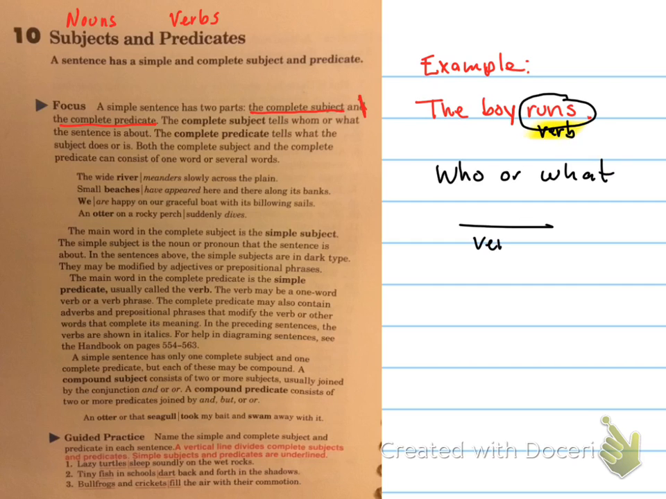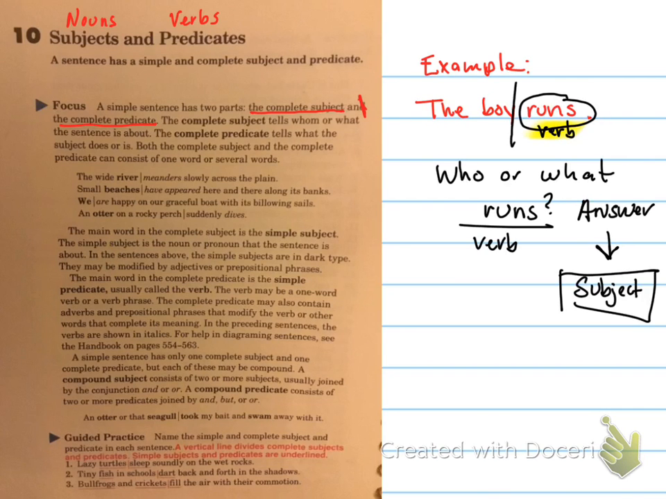Who or what? And then put in the verb. And in this case, runs. Who or what runs? The answer is going to be our subject. Okay, so who or what runs? The answer, boy. Okay, so this is the simple subject of the simple verb.